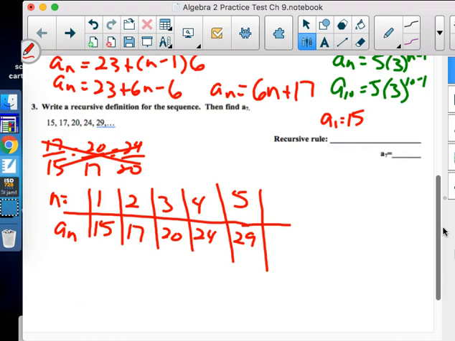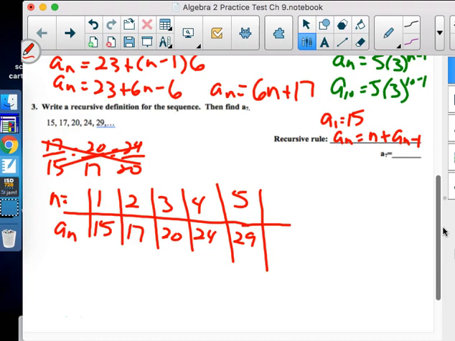Isn't that right here? 15 plus 2 is 17. 17 plus 3 is 20. 20 plus 4 is 24. 24 plus 5 is 29. The previous term plus n equals the next one. So to find any term, take n plus the previous term. Or you could write a sub n minus 1 plus n if you want to put the n in the back. You could do that.